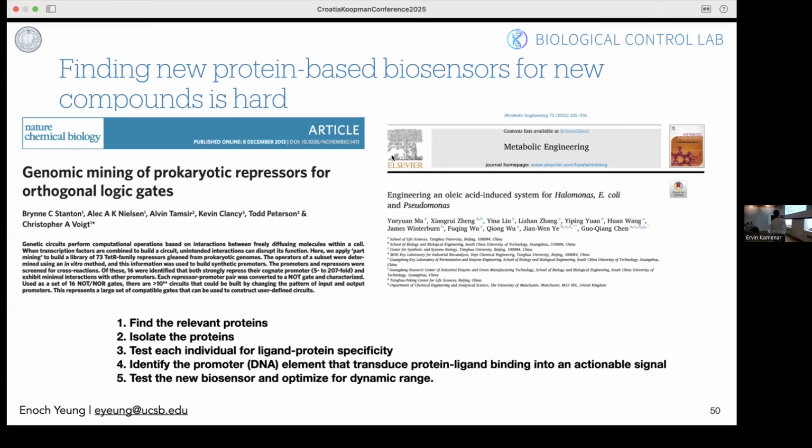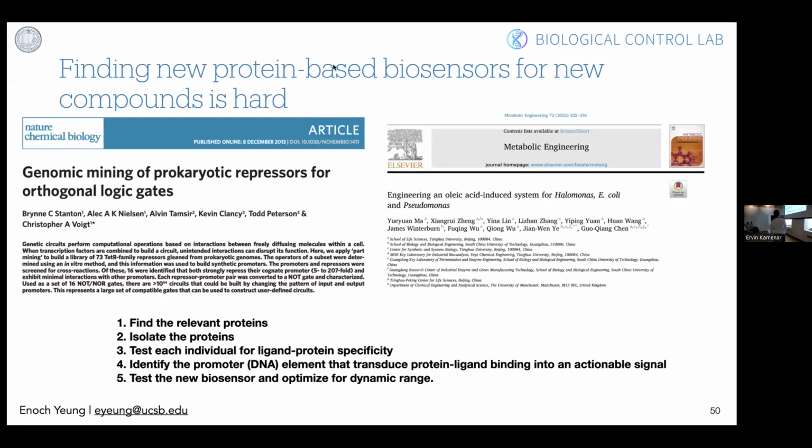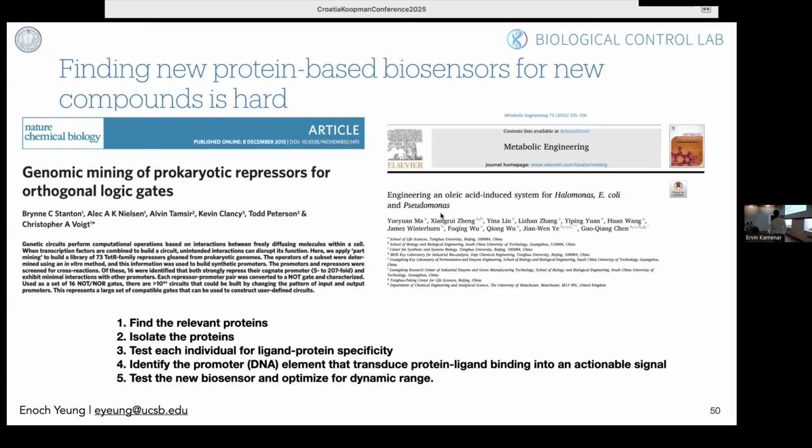The second one is this paper right here, which was just published recently, engineering an oleic acid-induced system for Halomonas and E. coli and Pseudomonas. So they actually managed to get it to work. They extracted it from some exotic organism, and then they tried to domesticate that process. So it's a long, arduous process. You have to find the relevant proteins, isolate the protein, test each individual for ligand-protein specificity, identify the promoter that transduces that protein-ligand binding into an actionable signal, and then finally test the new biosensor. So you can imagine why this takes 5 years to do.